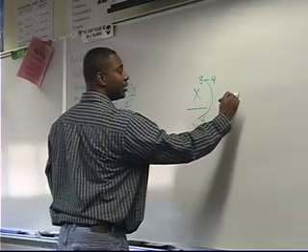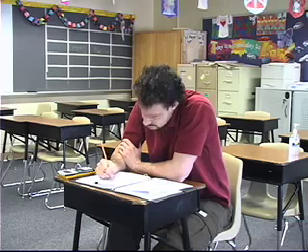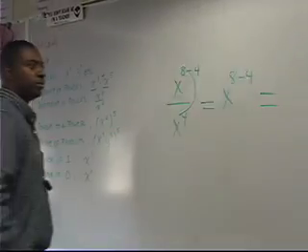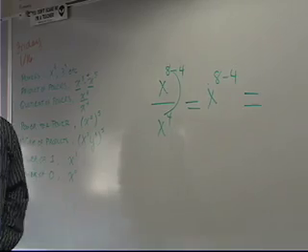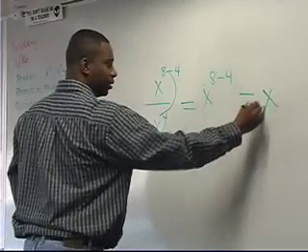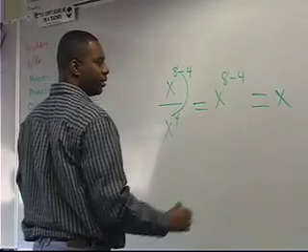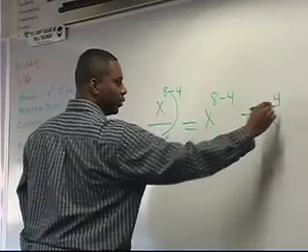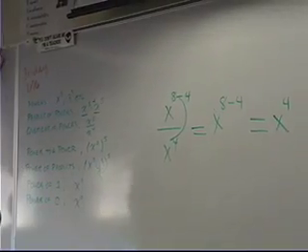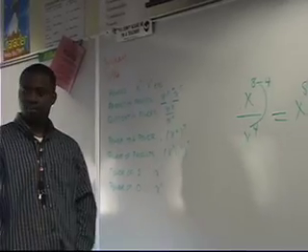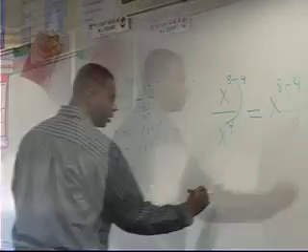So now this looks like this. X to the 8th minus 4 is equal to X, which is the base, to the 8 minus 4, Dave, you already answered, 4. To the 4th power. And you don't have to show that it's over 1. No, because it's understood.